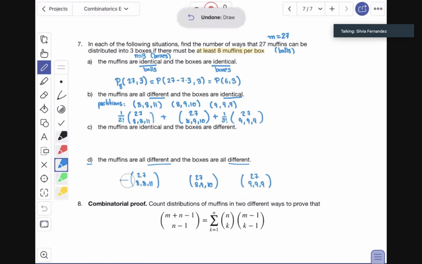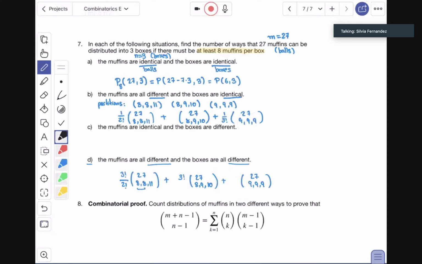So for this one, it's 3 factorial over 2 factorial. And those are just the rearrangements of 8, 8, 11. 3 factorial divided by 2 factorial because I have 2 8s. And in this one there's no need, because there's going to be 3 factorial over 1 factorial times 1 factorial times 1 factorial, so 3 factorial. And in the last one, that's just the one.